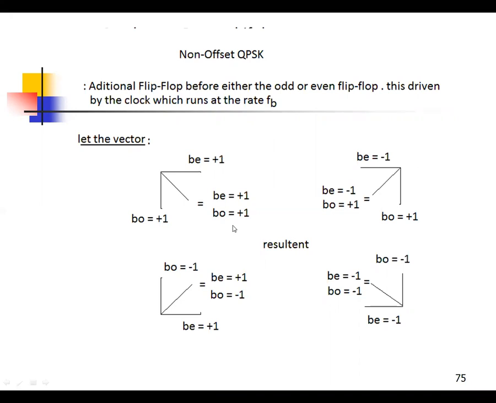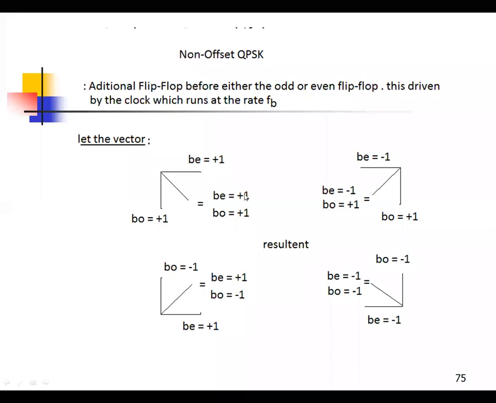Now let us look at the phasor vectors, the non-offset QPSK phasor diagram. For example, 2 bits are taken. One bit is on the x-axis positive side, another bit is on the y-axis positive side. The x-axis positive side is known as BE, the y-axis positive is B naught. Let's take this as the labeling: +1, +1, where +1 is the x-axis BE and +1 is the y-axis B naught. Okay, let's take a notation like this.